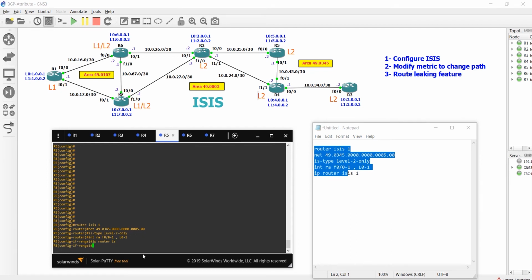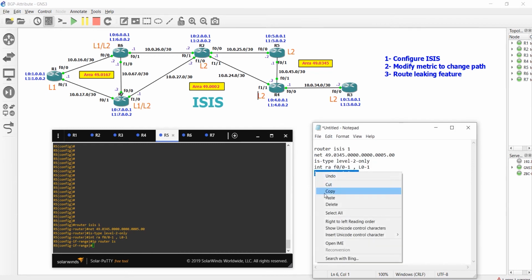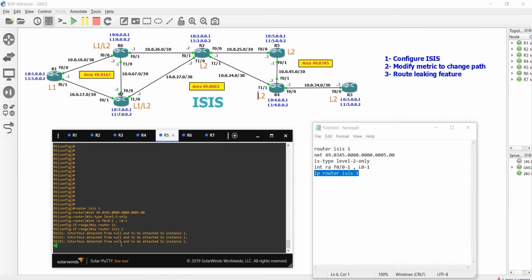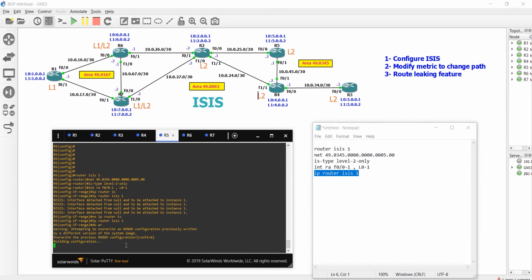right here. Oh, excuse me. I should write here. Okay, any problem? I should write no IP router, and after that again router, because I have written here ISIS 0, and it cannot accept another thing, and now this is okay.